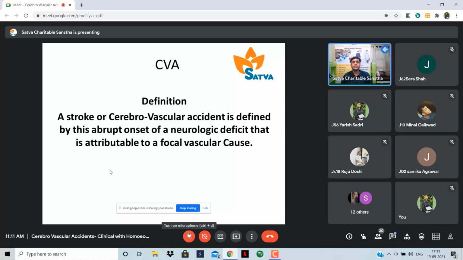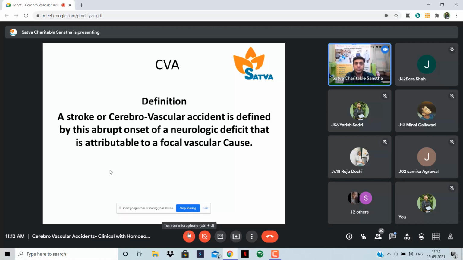So what do you mean by cerebrovascular accident? The common name for cerebrovascular accident is a stroke, which is defined by an abrupt onset of a neurological deficit that is attributable to a focal vascular cause, which means that anywhere there is a damage in the brain, there is some form of neurological abnormality or deficit.